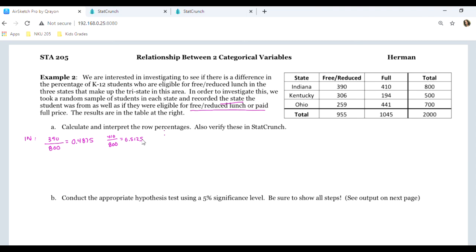Now, since I know I'm going to interpret these, I'm going to go ahead and write this interpretation for Indiana. So we could say of the 800 K through 12 students sampled in Indiana, we know that 48.75%, just that 0.4875, but as a percentage, were free or reduced lunch, while the rest, which was 51.25%, were paid lunch.